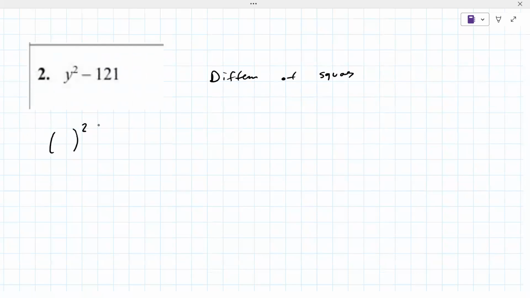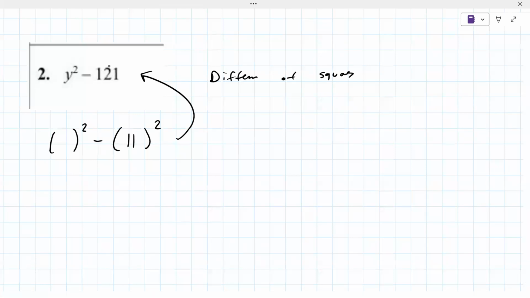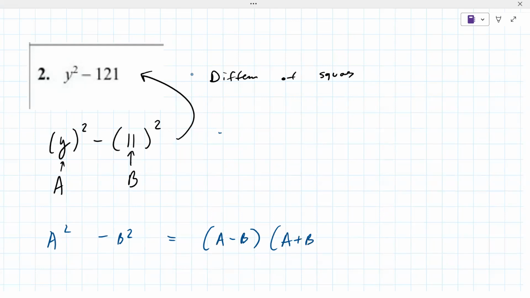The game here is you're trying to figure out what is it squared minus what is it squared that gets you back to the previous line. What number do you square to get to 121? 11. And what do you square to get to y squared? y. Good. So this is what I call A, and there's this reference that you need to know. A squared minus B squared becomes A minus B, A plus B.